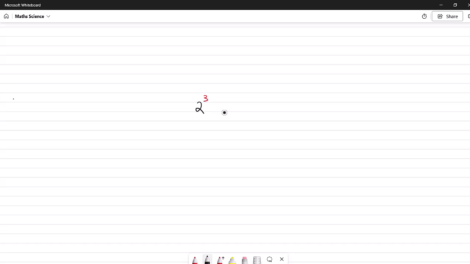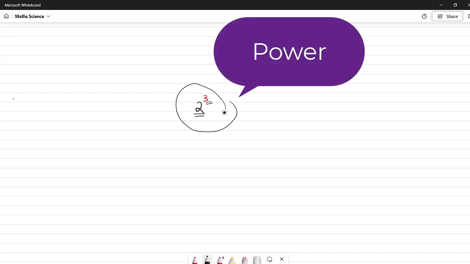If you see something like this, where you have a number and then you see some power here. This number right here is the base, and this number right here is called the exponent. And this whole thing is called a power.